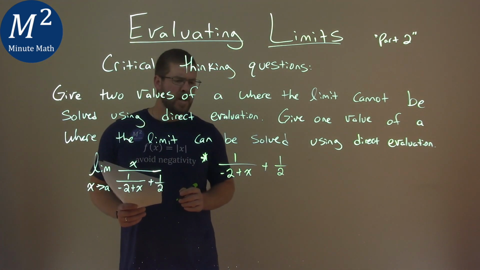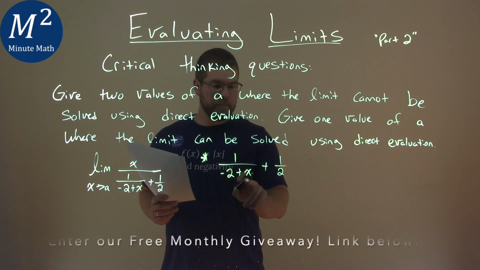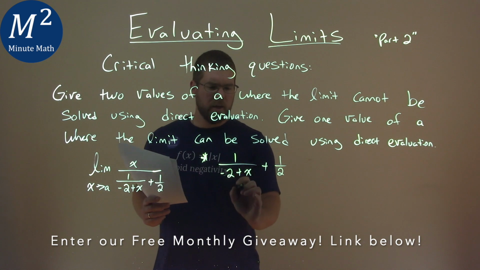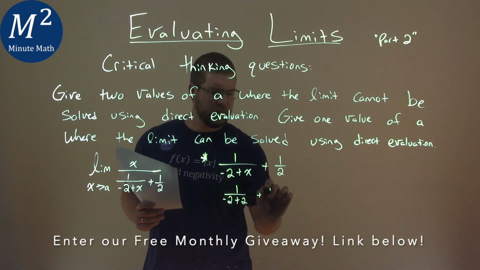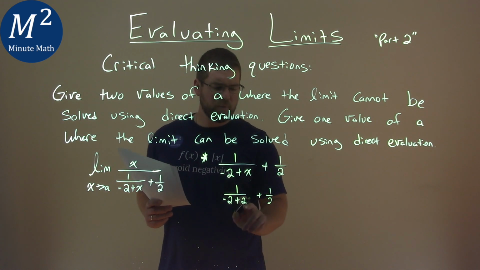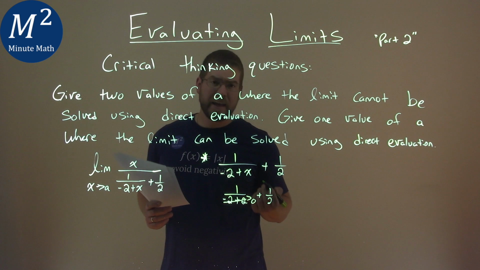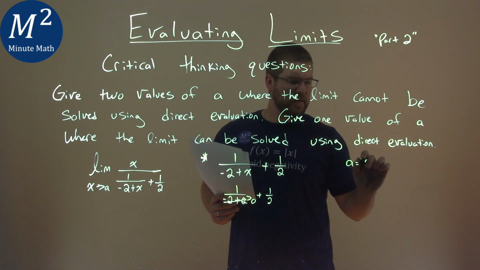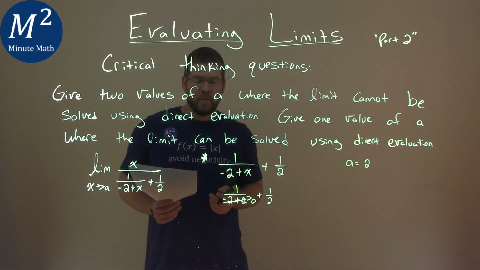Okay. Well, what happens when I plug 2 in for x right here? If I plug a 2 in for x, right, what do we get? We have a 1 over a -2 plus 2, with the 1/2 right here. Well, 2 for that x causes this to go to 0 right there, right? And we cannot divide by 0. So that's one value here, as a is equal to 2, where we cannot really solve by direct evaluation.